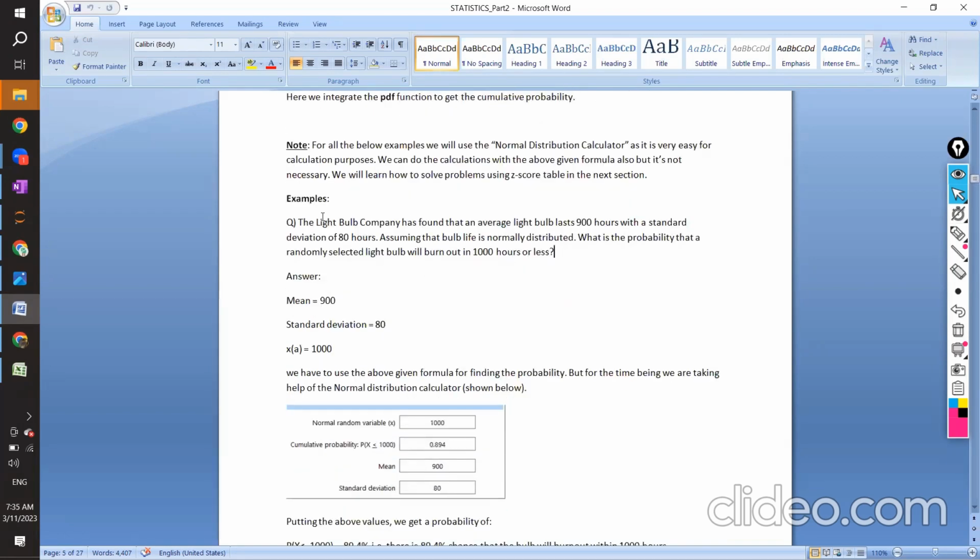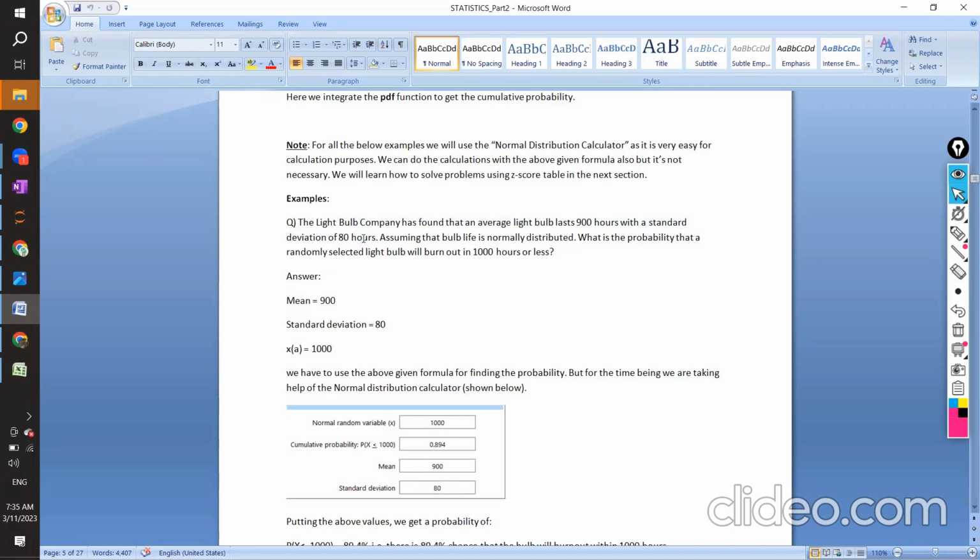Try to understand this. There is a light bulb company that has found that an average light bulb lasts for 900 hours, with a standard deviation of 80.